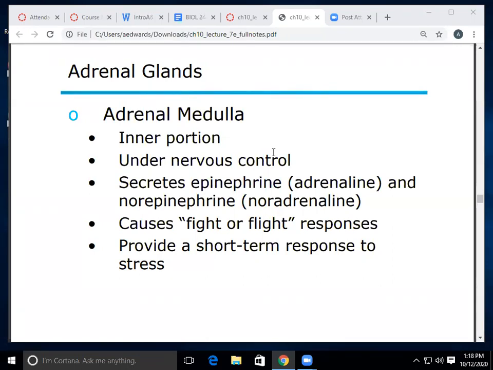You have epinephrine, also known as adrenaline. Should make sense: adrenal, adrenaline. And norepinephrine, or noradrenaline. This is involved in your fight or flight responses, and we talked a little bit about that in our discussion of the nervous system. It helps you deal with stress in the short term.